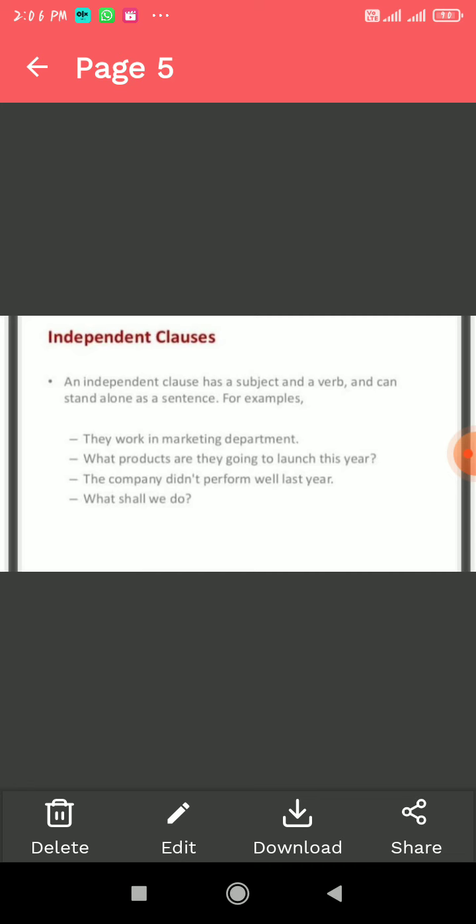Now first of all we will discuss the independent clause. An independent clause has a subject and a verb and can stand alone as a sentence. For example, they work in marketing department. What product are they going to launch this year? The company didn't perform well last year. What shall we do? So these are examples that show independent clauses. An independent clause has complete meaning.